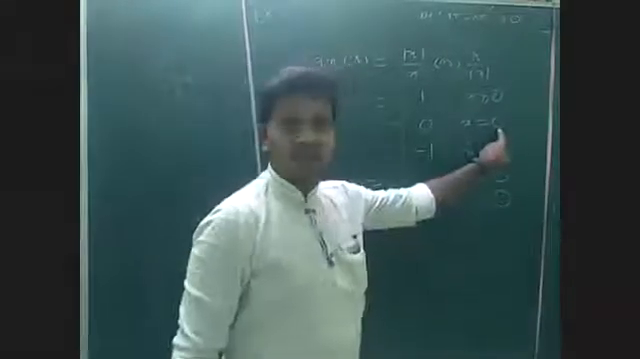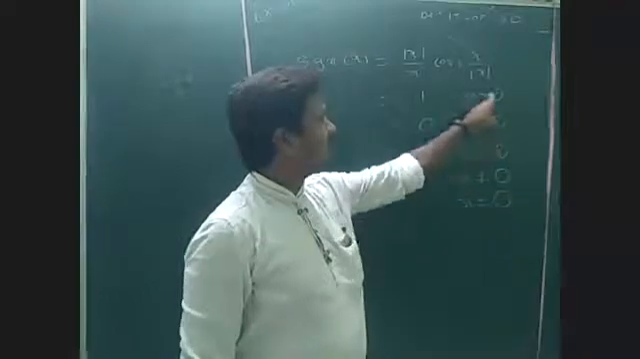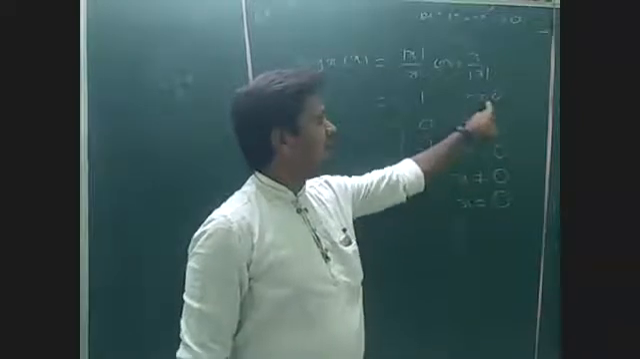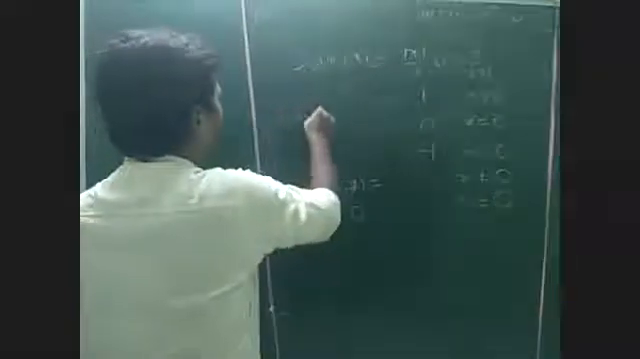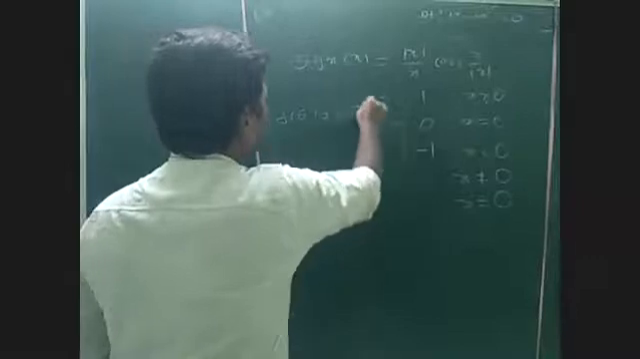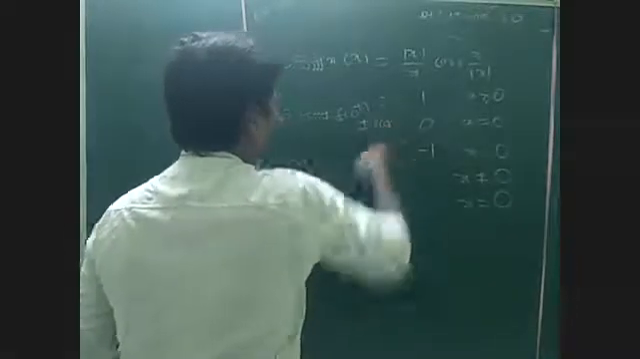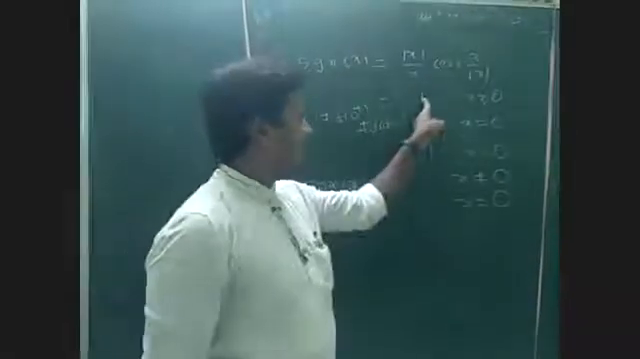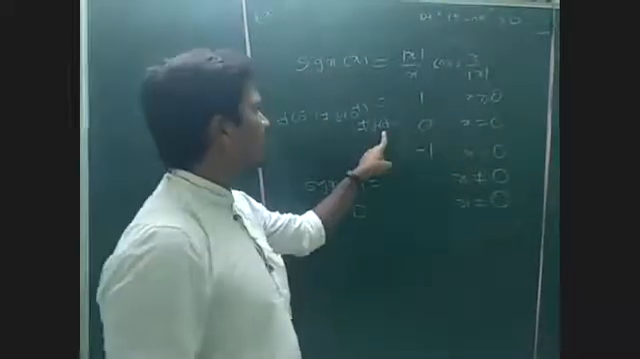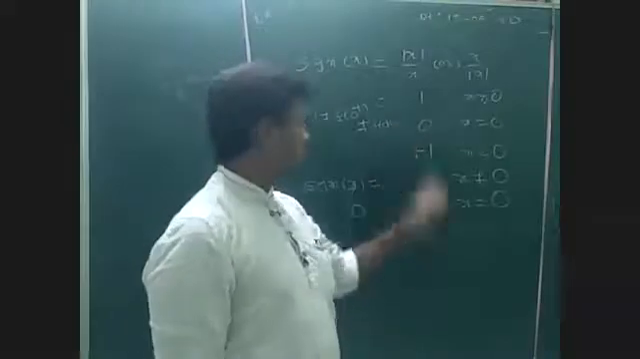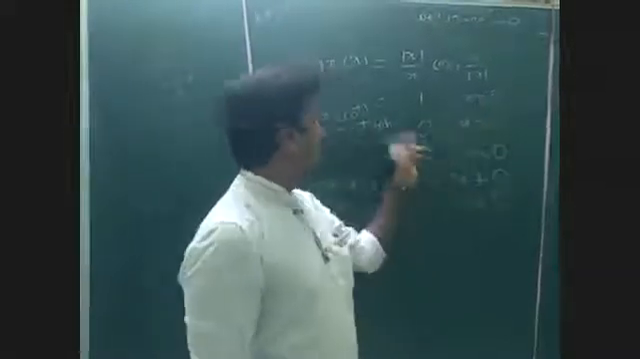At 0, what will happen? What is the right hand limit at 0? 1. Left hand limit at 0? Minus 1. So the left hand limit at 0 is not equal to the right hand limit at 0, and it is not equal to f of 0 also. So at x equal to 0, it is not continuous.